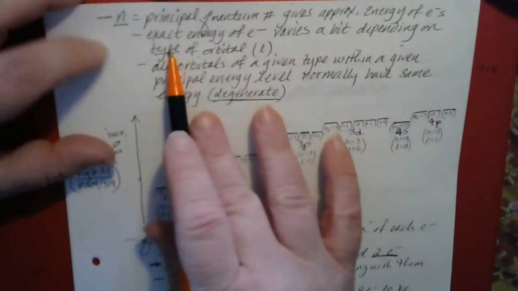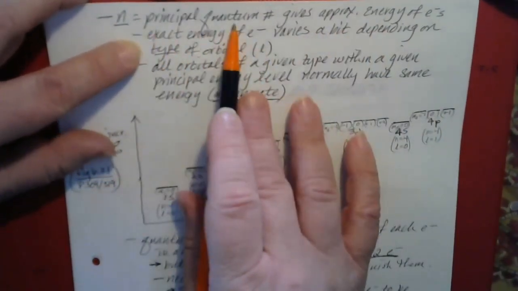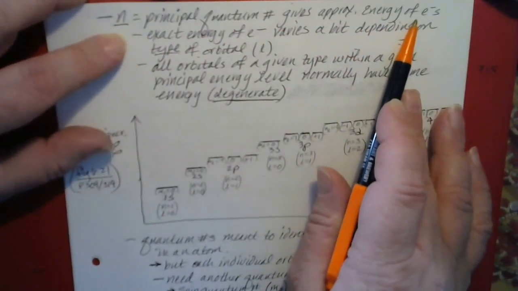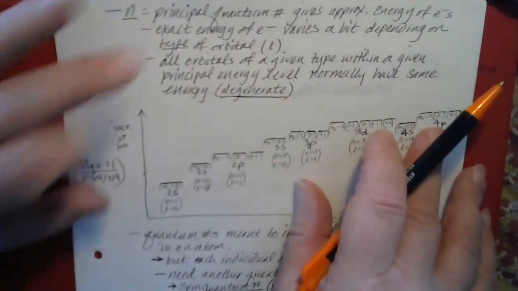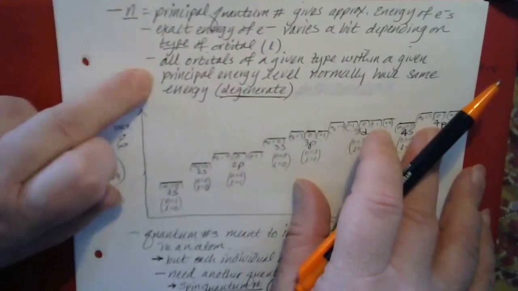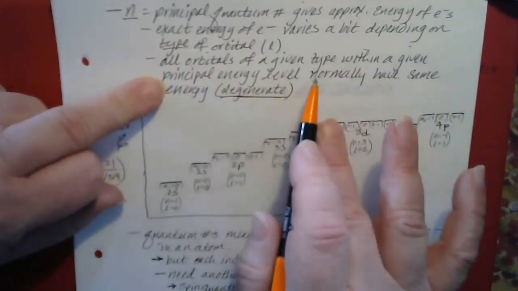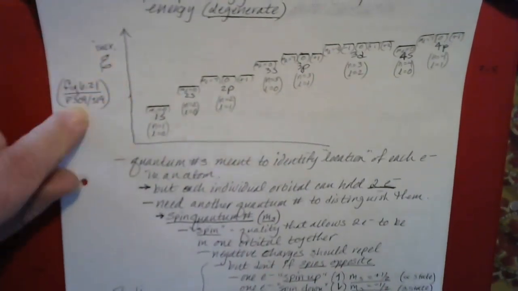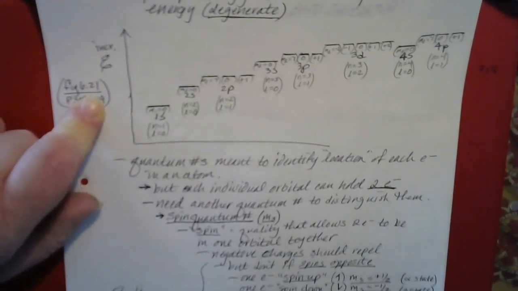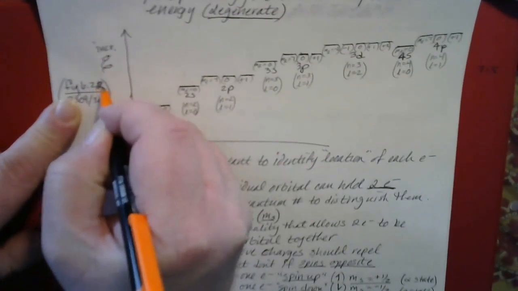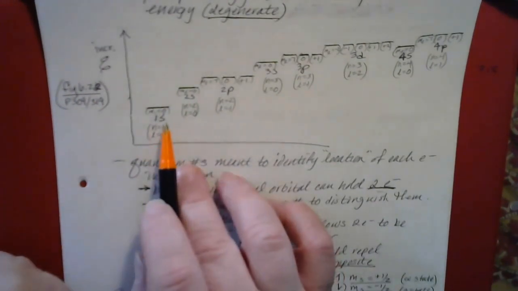Okay, so as we said before, the N is the principal quantum number. It gives the approximate energy of the electrons at least. The exact energy can vary a bit depending on the type of orbital. All of the orbitals of a given type within a given principal energy level, though, normally have the same energy. In other words, they're degenerate. And the relationship between N and L and M sub L can be seen on this diagram. It's figure 6.22, actually, in the textbook on pages 309 or 319. And hopefully this is sharp enough for you to see it.